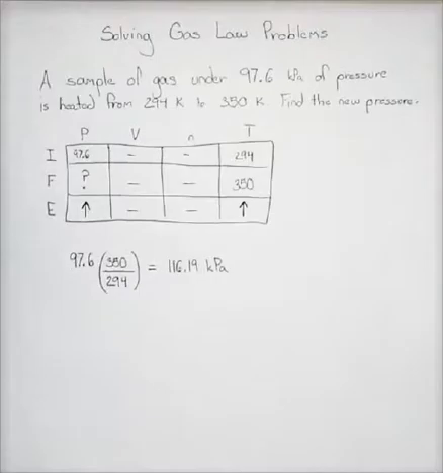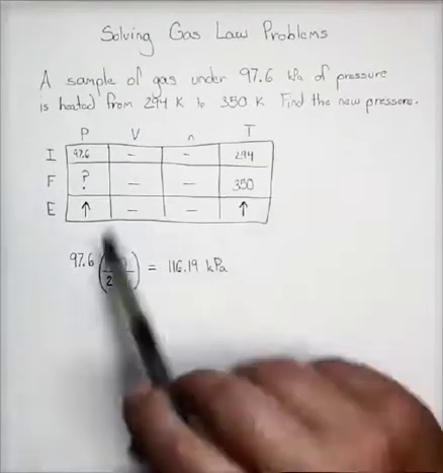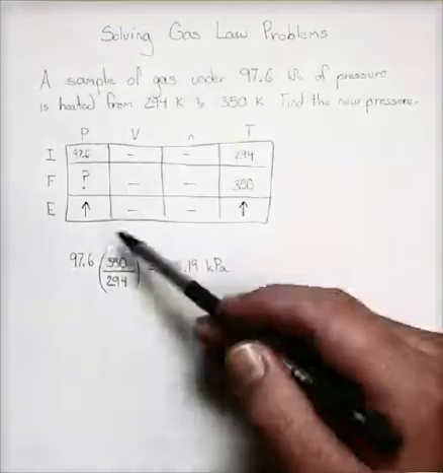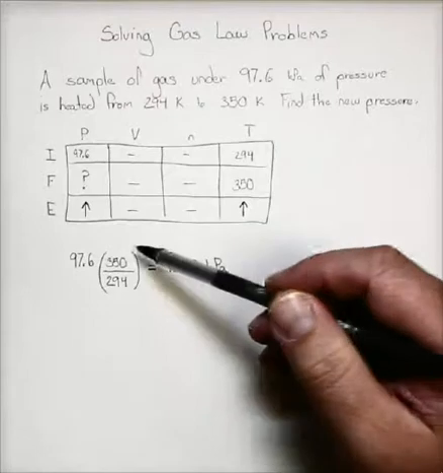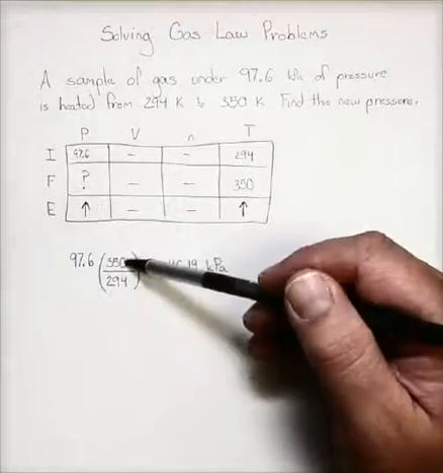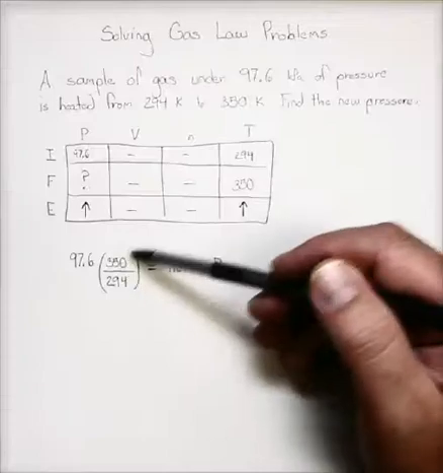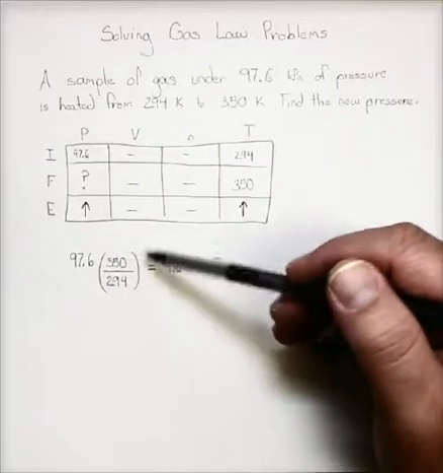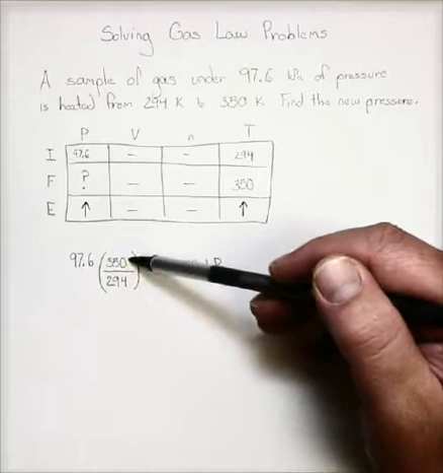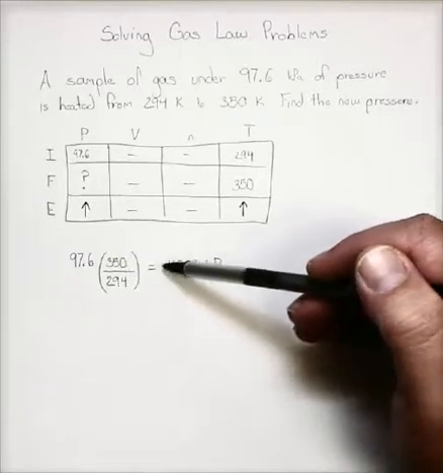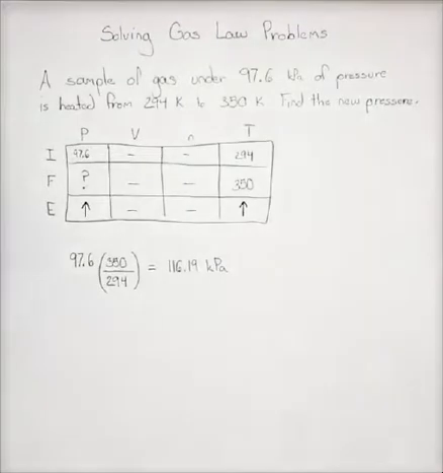So again, to recap how we did this, we took the initial value for the pressure and we multiplied it by some fraction. If the pressure was supposed to get bigger, we put the bigger number on top. If this was supposed to get smaller, the bigger number should go on the bottom. And then all we did was do the math here. 97.6 times 350, get your answer, and then divide that by 294. So we'll look at another one of these to make sure we know what we're doing.